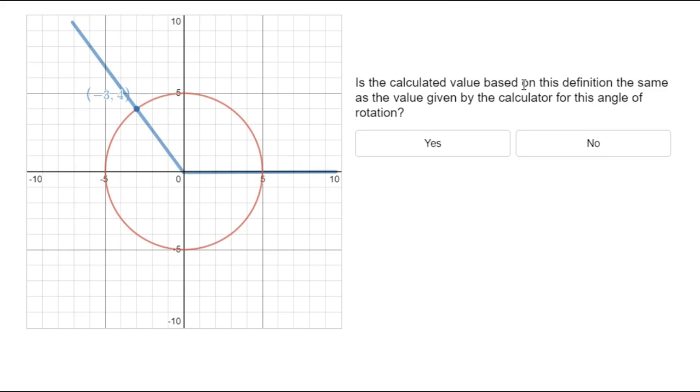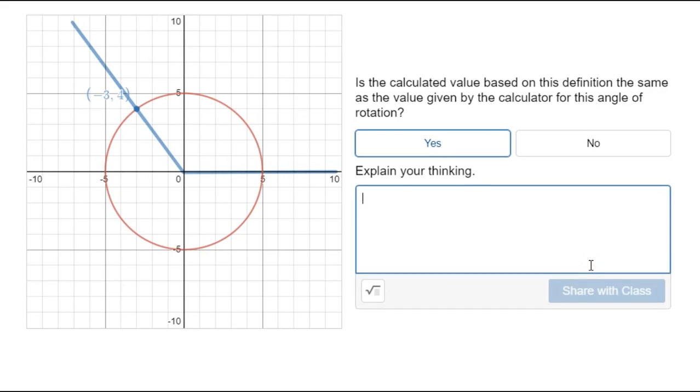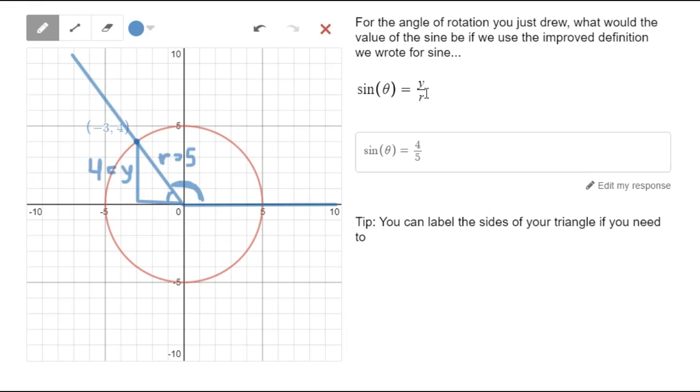So is the calculated value using this definition the same as what the calculator tells us? Yes, it did work. So this new way of defining sine, where instead of calling it opposite and hypotenuse, we just call it y and r, is working out beautifully, and it will continue to work out perfectly for everything that we do.